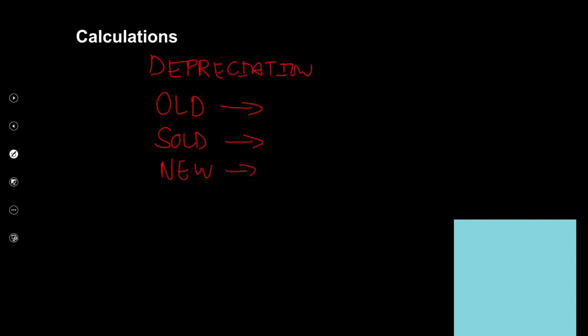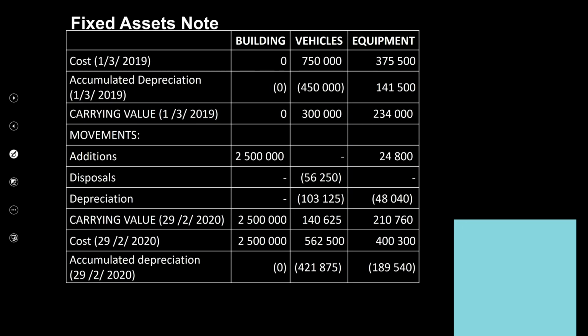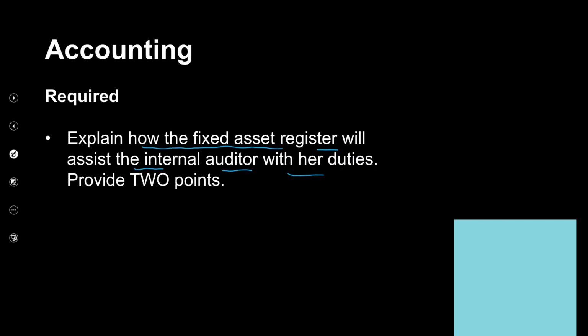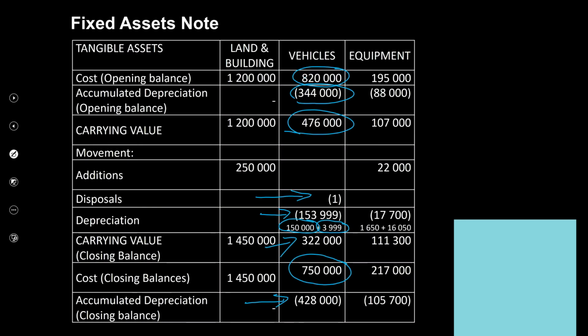So this means, let me relate this to the question that we have just completed. Here we go. This is the one that we're looking at. Look at equipment. Remember, in equipment, you only had two components. What did you have? You had your old, which was 16,050. That was your old. And your new was 1,650. Clear, guys? So, in terms of the depreciation, you separated your old and your new. You did not have a sold in this particular example because you did not sell any equipment.